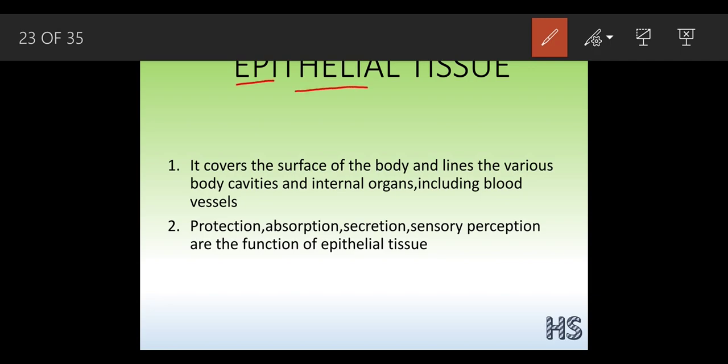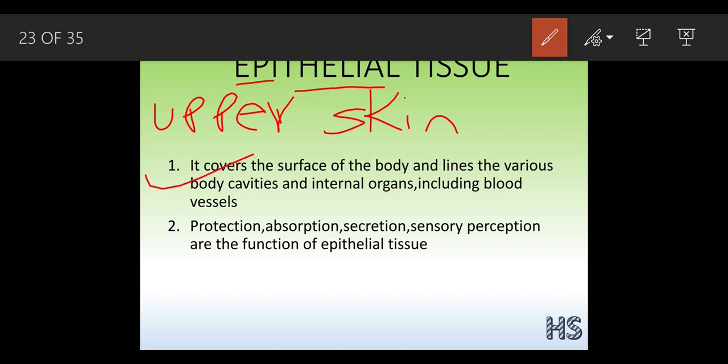The words epi and thelial are two different words. The word epi, remember this in biology, this word is going to come many a time. This means upper. Okay, the word thelial means skin. Okay, the upper skin of animals is made up of this tissue, that is the epithelial tissue. Where exactly is it located? It covers the surface of the body. When we see ourselves in the mirror, the skin which we can see easily is made up of the epithelial tissue. It is present in and lines the various body cavities.